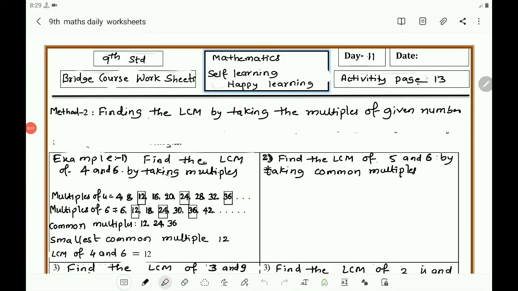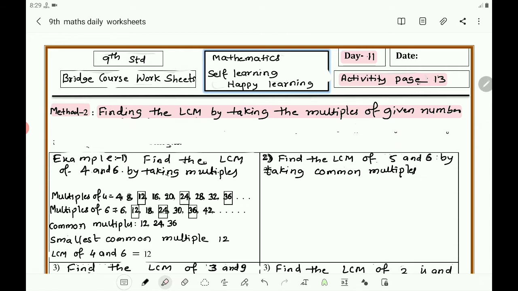Dear children, it is activity page 13 for day 11. Finding the LCM by taking the multiples of given numbers. It is the second method of finding the LCM, that is the LCM by taking the multiples of given numbers.